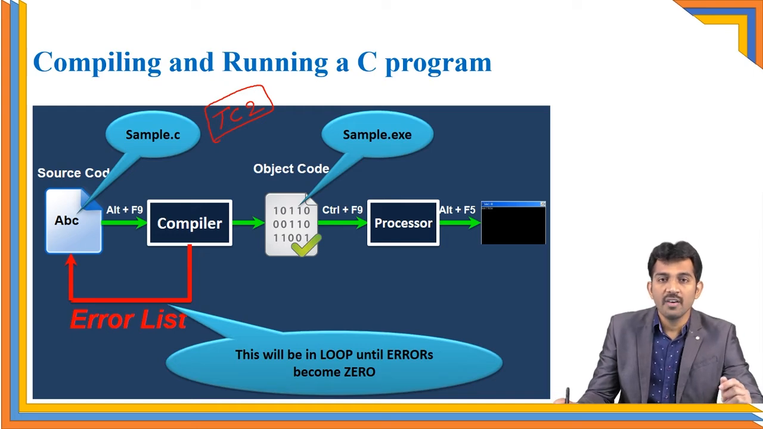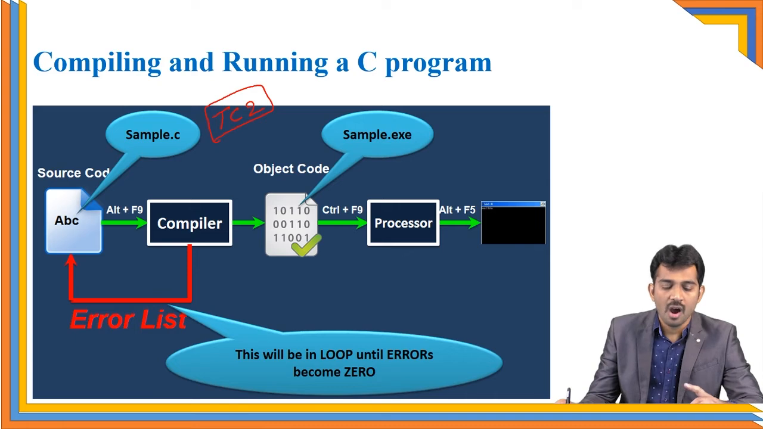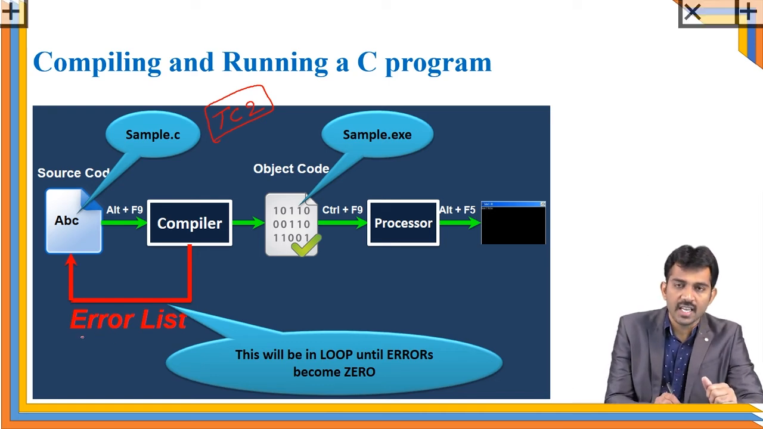Now, in our college, generally we are using IDEs like Dev C++. I will explain how to run a program in Dev C. First, we will observe what the general process is. When you compile a program with Alt plus F9, your program is converted into the object code. But if you have any errors, it generates an error list.